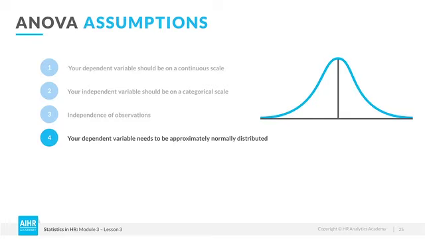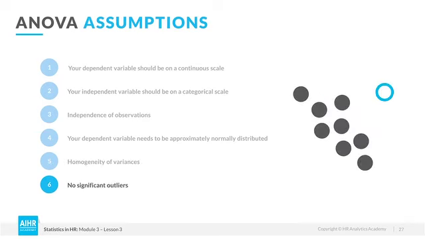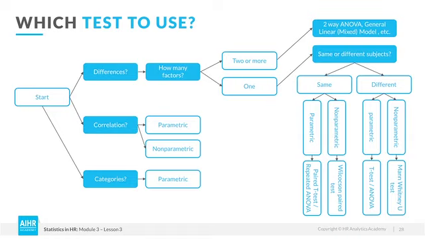Your dependent variable needs to be approximately normally distributed. This is not a hard assumption, as your data can deviate somewhat from normality, but the more skewed it is, the more you have to take the results with a grain of salt. There is homogeneity of variances. This means that the population variances in each group are equal. And finally, there are no significant outliers. Once your data adheres to these assumptions, you can run your ANOVA test. Once again, here's the picture you've grown accustomed to by now, showing you when to use which ANOVA test.